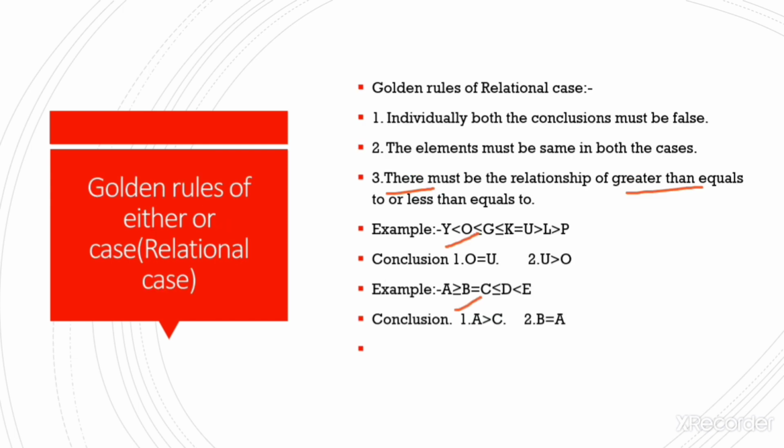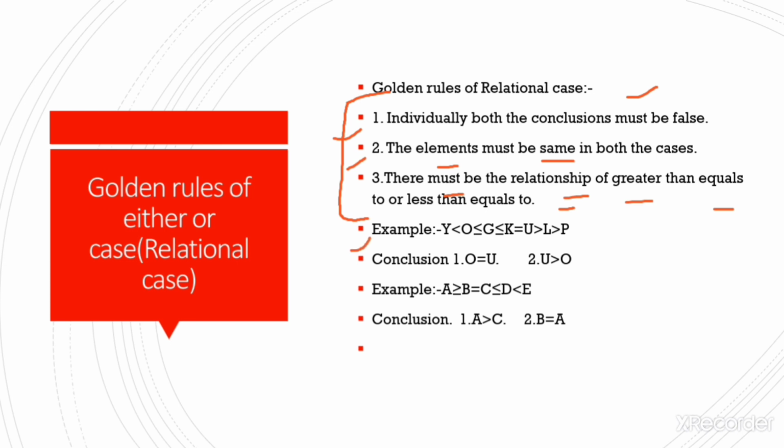So now let's learn how to solve the either-or case. Firstly, we should know the three important golden rules before solving the questions. Number 1 is that individually both the conclusions must be false. Number 2 is that the elements need to be the same. Number 3 is that there must be a relationship of greater than or equal to, or less than or equal to, in this relational case. So let us look at how we are going to solve the question.